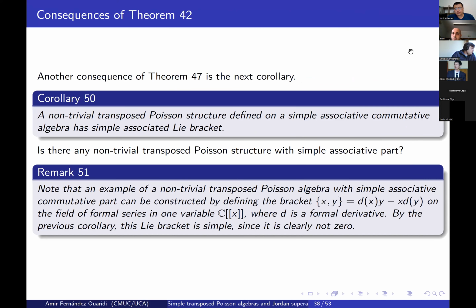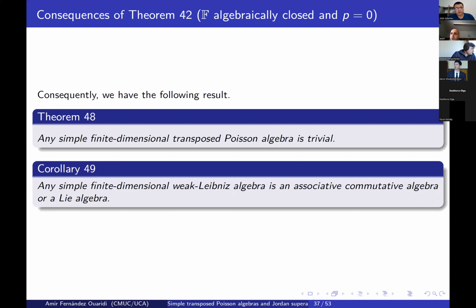Hi. What can be said about the intersection of the two classes of algebras obtained in the conclusion of the corollary? I'm not sure if I understand the question, but the intersection of associative commutative and Lie algebras. Is that the question?